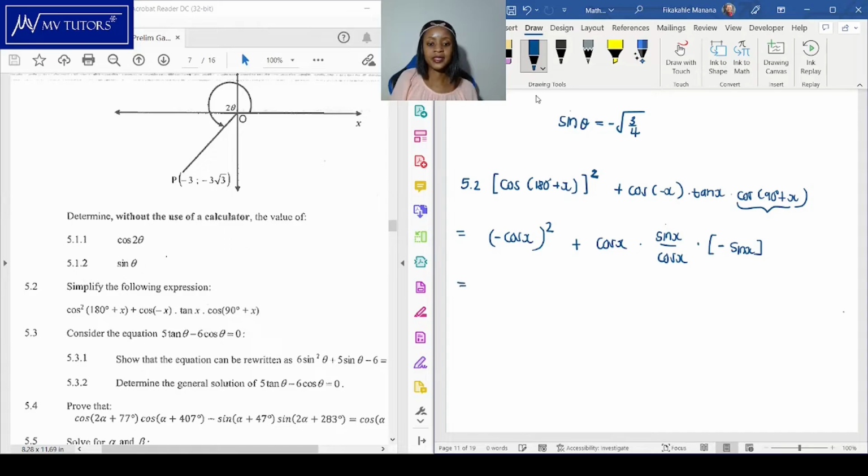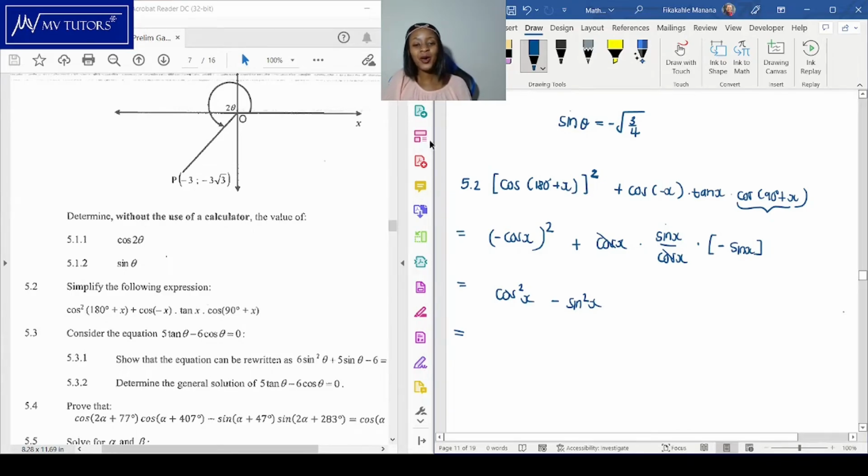Okay, now we can simplify further. Negative cos x, squared, is basically going to be cos squared x. And then here the cos's cancel. We have sine x times negative sine x, which will be negative sine squared x. And once you get here, the temptation is to think of the identity where cos squared x plus sine squared x is equal to 1. But in this case, we have a negative, okay?